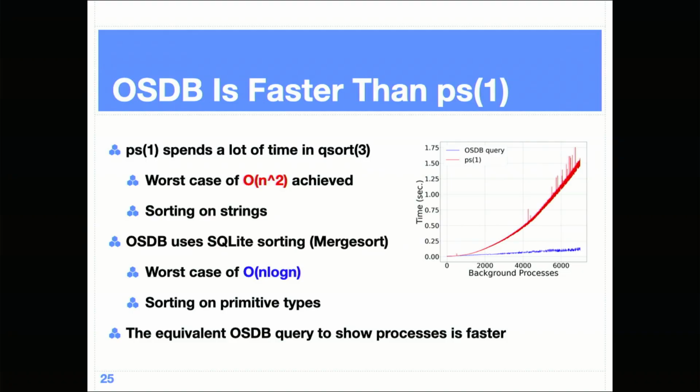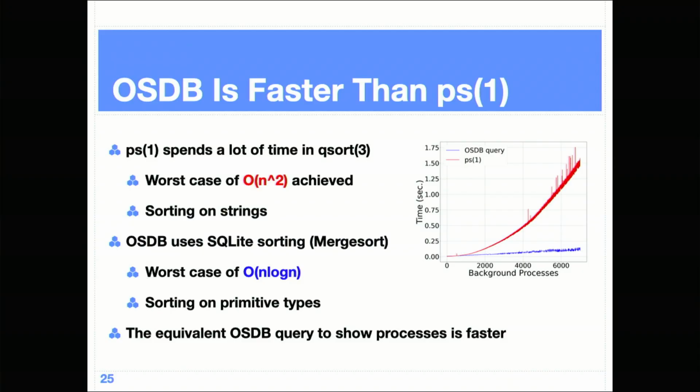One is PS uses a lot of time in QSort. Remember early on, I mentioned that one of the problems in current OS or systems telemetry is we suck all this text out. Well, that's what PS does. PS pulls all this text out of the kernel and then runs QSort on the text. And the larger it is, well, QSort is worst case O of n squared. That's the red line.